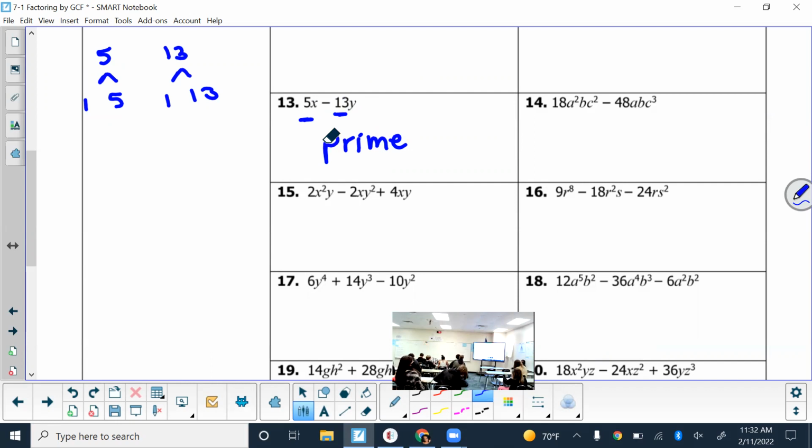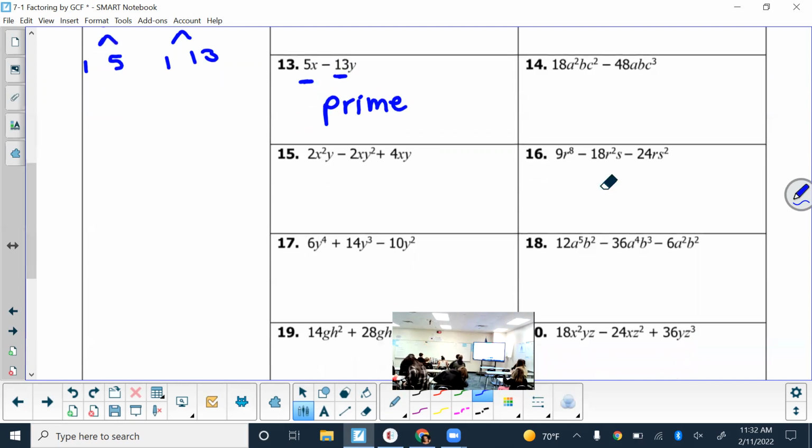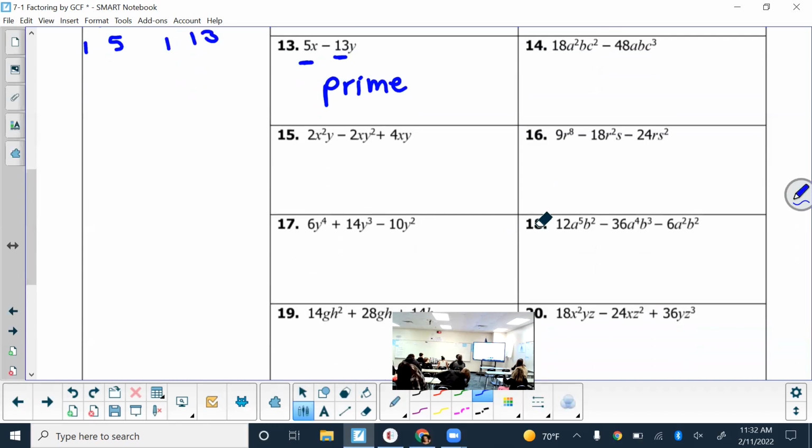Yes. All right. 18 we'll do together. I want to do some where there's 3 terms. So look at 18. Look at the coefficients for 18. We have 12, 36, and 6. You need to find a GCF that fits for all three of them. So what do you guys think it'll be? 6.